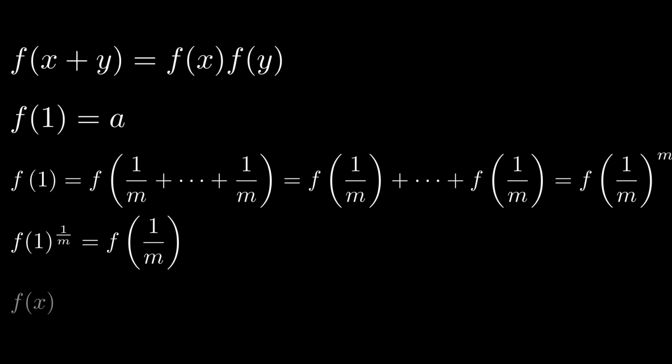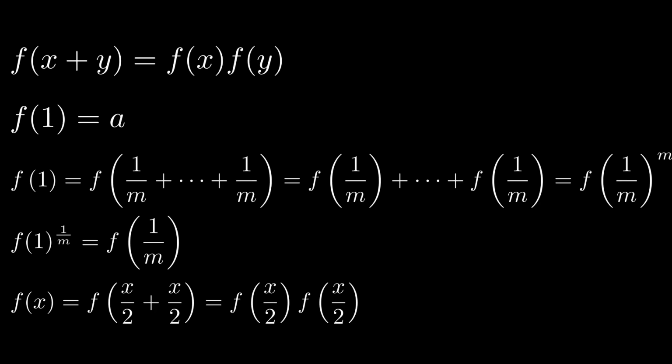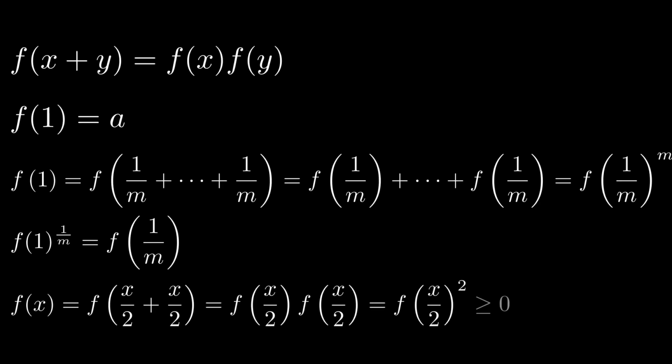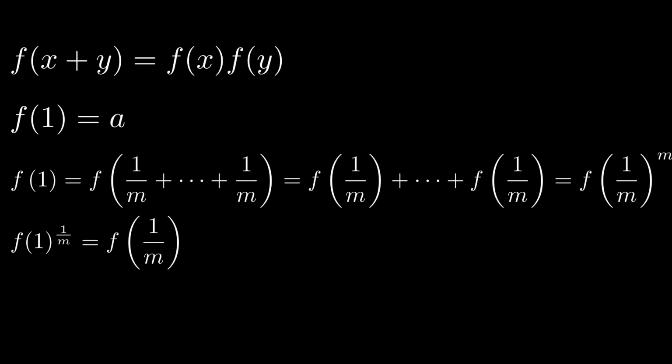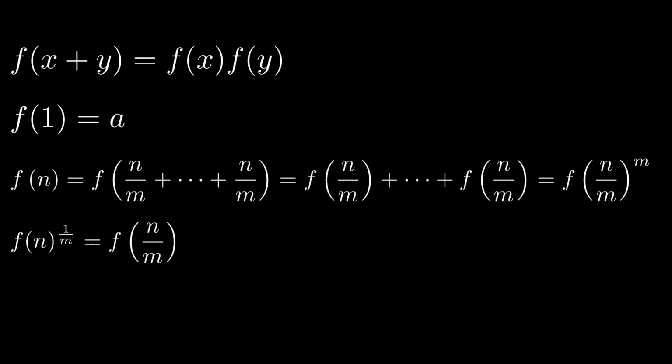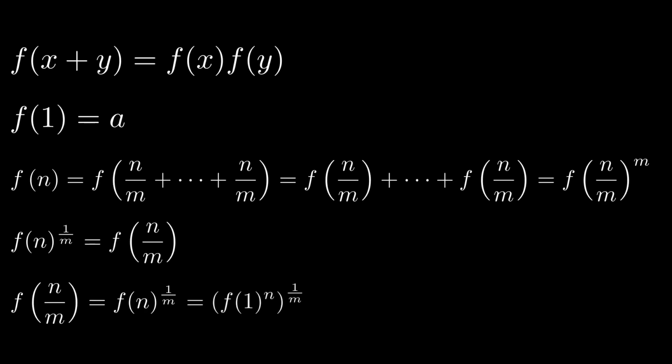Namely, split x in 2 equal fractions. The functional equation then shows that f of x is equal to a square, so f is positive. Therefore, we can take the mth roots. By replacing 1 by n, we can even determine f for all fractions n over m. That is, we can determine f for all positive rational numbers.